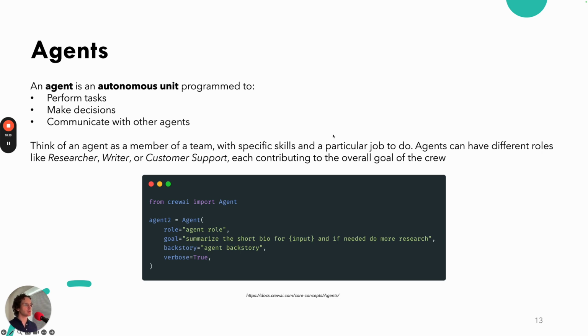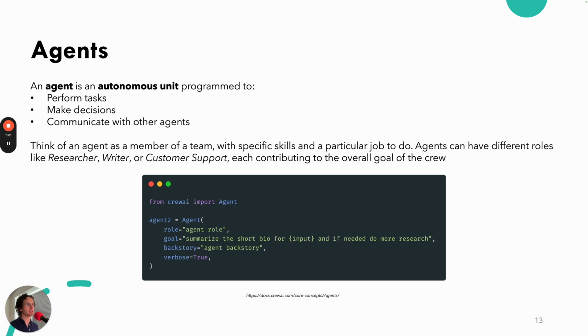Now, let's dive into the concepts that have been implemented in CrewAI. The first is the agent. How do we look at this new class? It's really simple. You can imagine that the agent is like a real person having a role, a goal, and a backstory. And I think this explanation already does the job, because the role is just what the agent does. The goal is the final goal of this agent. For instance, summarize a short bio for input, and if needed, do more research.